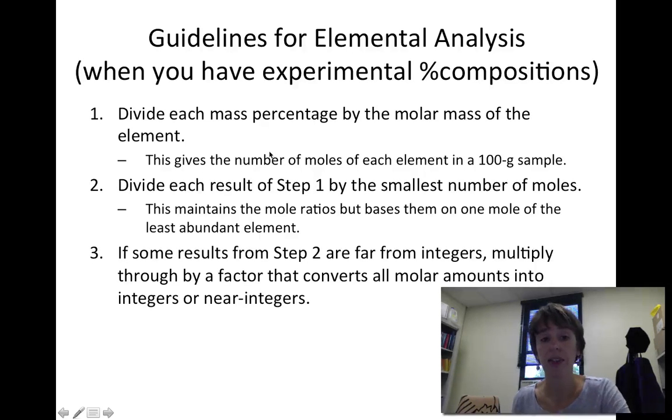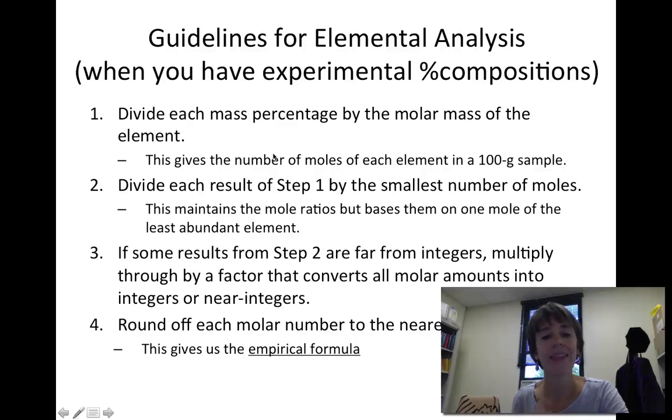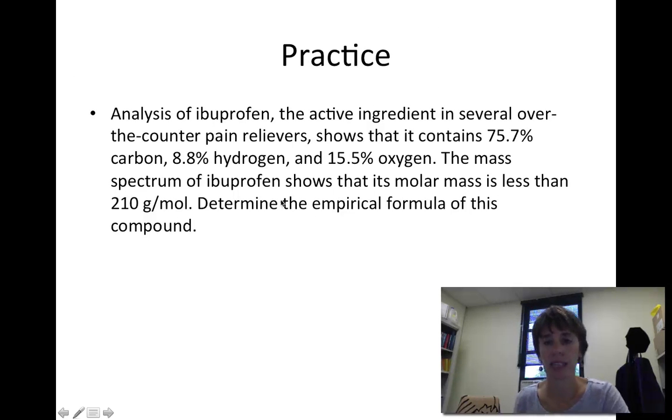But still, if after you've done that step in number 2, you don't have integers, you can multiply through by a factor that should be pretty apparent to get whole numbers, integers. And this gives us what's called the empirical formula. So this doesn't make a lot of sense just looking at the steps. Easier to look at an example.